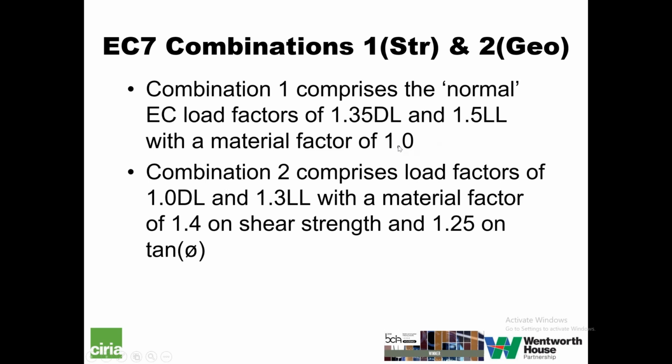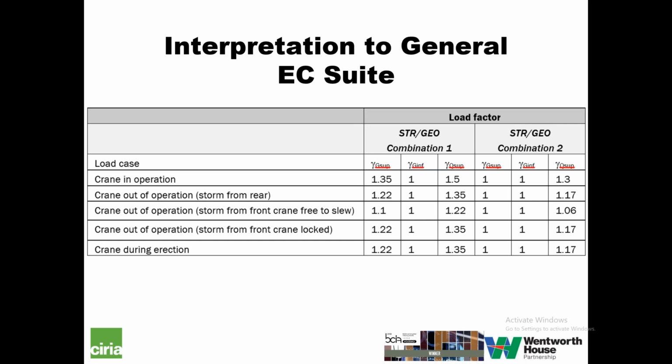After a lot of consultation, we came up with some factors which are in the guide for combination 1 and combination 2 loadings. Again, you can see that the storm from the front load case, which is in the middle there, goes down to 1.06 as a minimum, whereas the maximum crane operation load factor is up at 1.5, so there's a considerable difference between the two. You are always, of course, at liberty to take the higher load factor that will give you a less economic design.